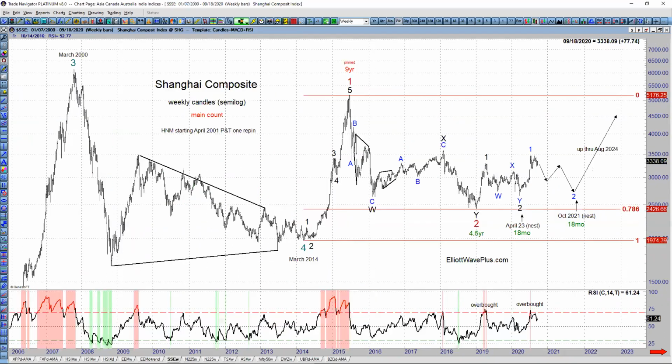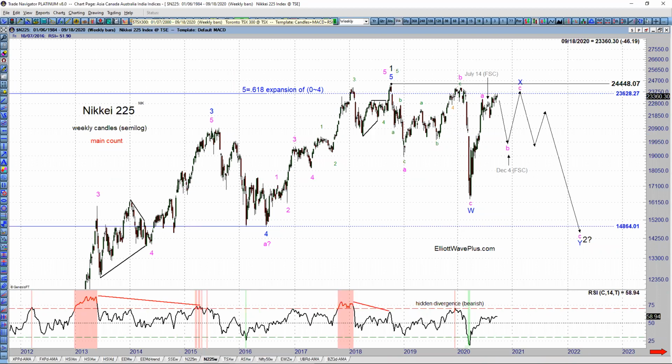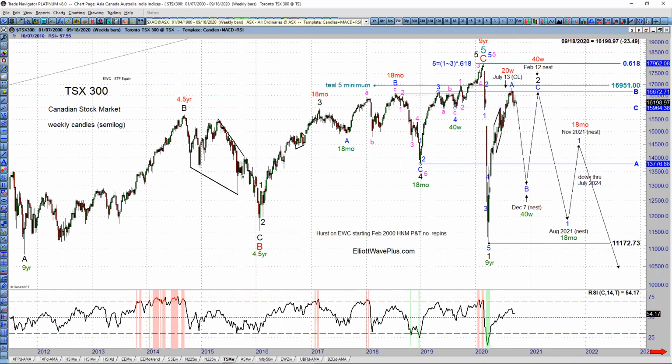Shanghai bearish through late in the year. Next, Nikkei bearish through late in the year. Next, Canadian stock market bearish through late in the year.